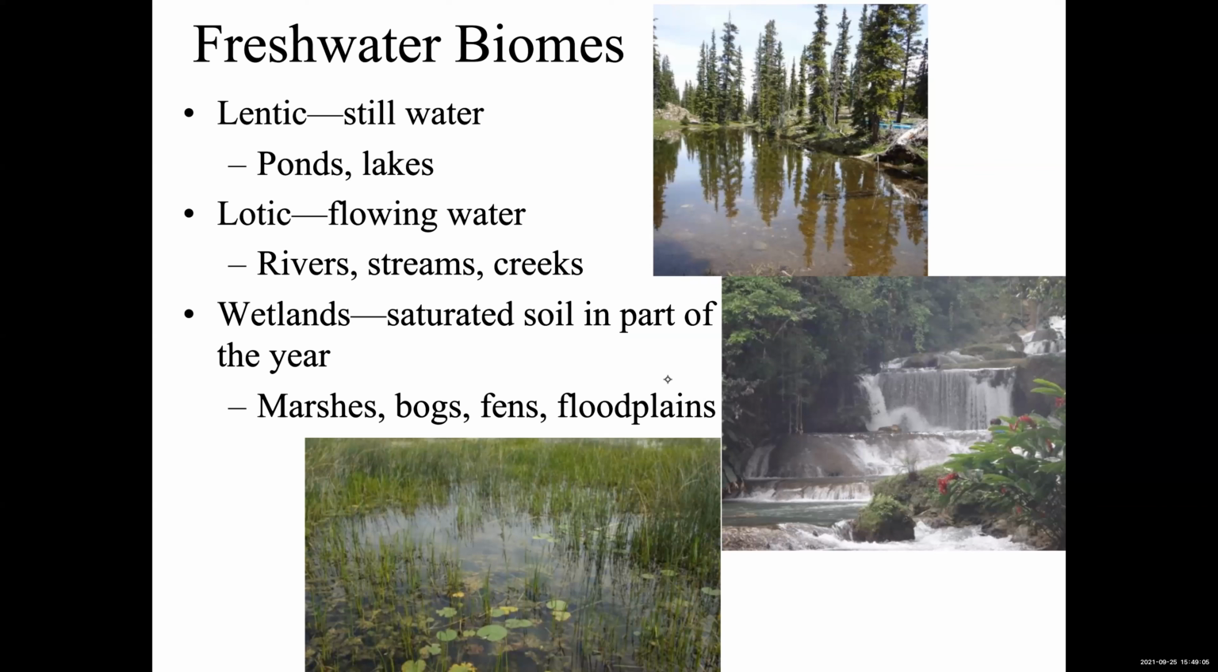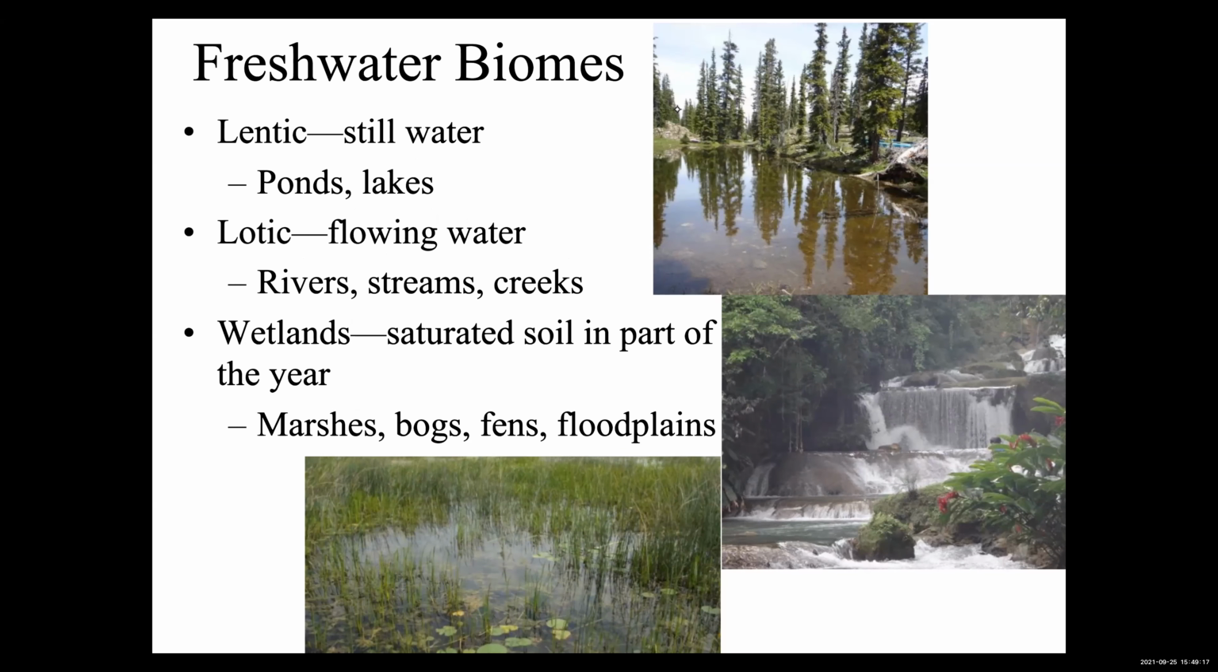All right, when we look at freshwater habitats, they're going to be characterized by whether they are still water or flowing water. If you think about the word lens or lentil, the shape of that lens is actually like a little bowl. So lentic habitats are little bowl-shaped still water ponds and lakes. If it's small, it's a pond. If it's big, it's a lake.